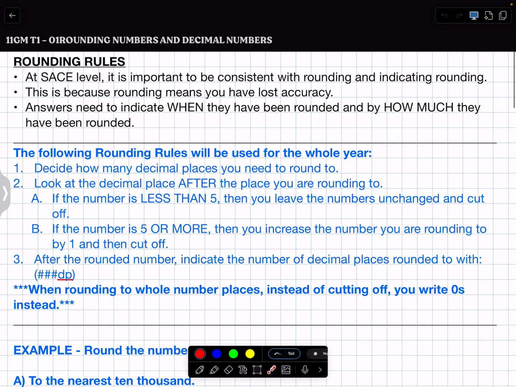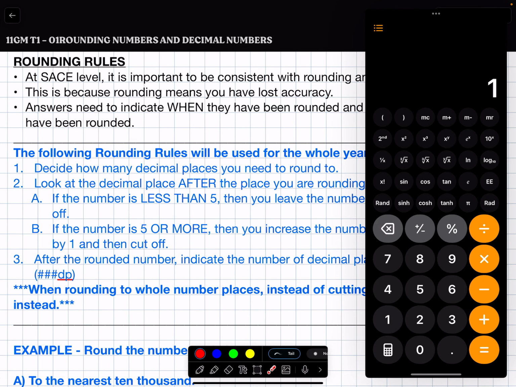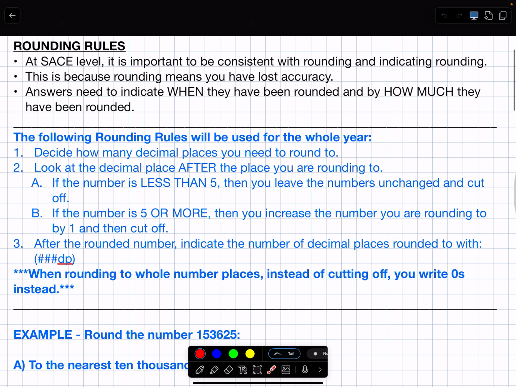Let's see if I can show you an example here. If I did 1 divided by 3, do I want to write all those 3s? If I wrote 0.33, is that the perfectly correct answer? No, I've lost accuracy. The perfectly correct answer to 1 divided by 3 is 0.3 going on forever. If I cut it to 0.33, that's not the right answer. It's close, but it's lost accuracy. So today's lesson is to formally show you how to round and indicate rounding at SACE level.